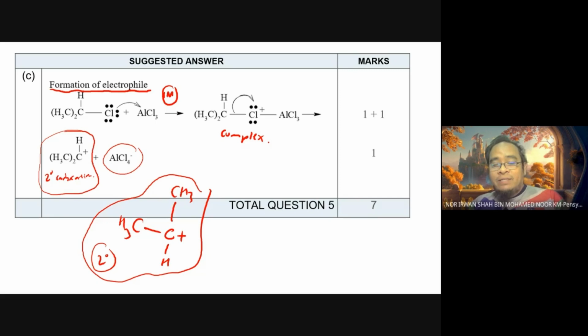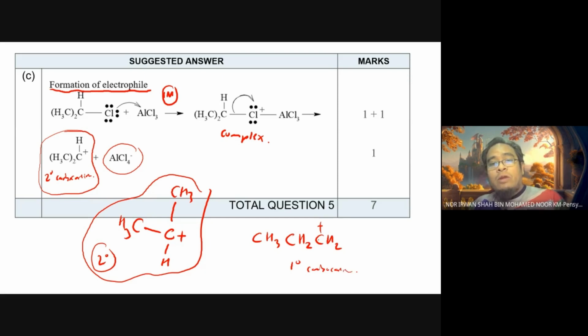Tapi andai kata kalau dia boleh buat rearrangement, contohnya ini contoh lain, katakanlah you guys ada this carbocation for example. Ni apa ni? Propyl carbocation kan? So propyl carbocation adalah primary carbocation. Tetapi propyl carbocation dia boleh buat apa guys?